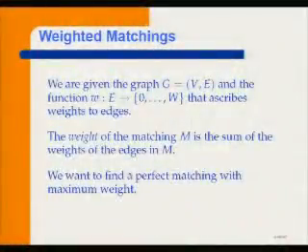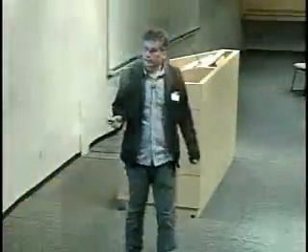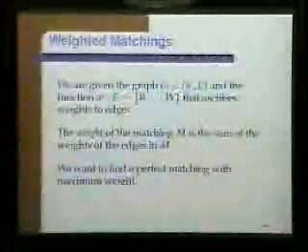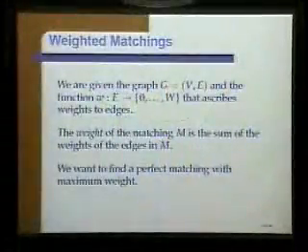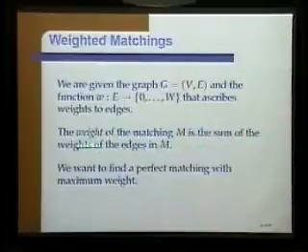Okay, what about weighted matchings? So we know that we can find unweighted matchings, the maximum matching, and we can as well try to apply these techniques to find the weighted matching. So in the case of the weighted matching, we are given some graph and then weights for the edges given by some function. The weight of a matching is just the sum of the weights of its edges, and you would like to find the perfect matching with maximum weight.